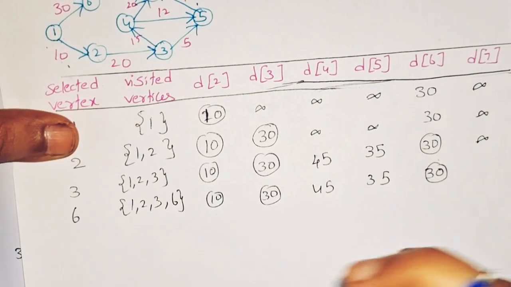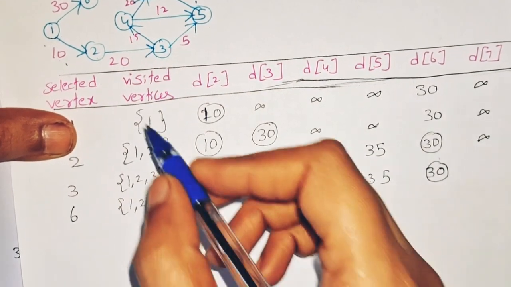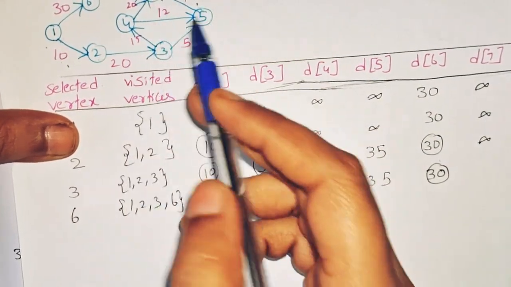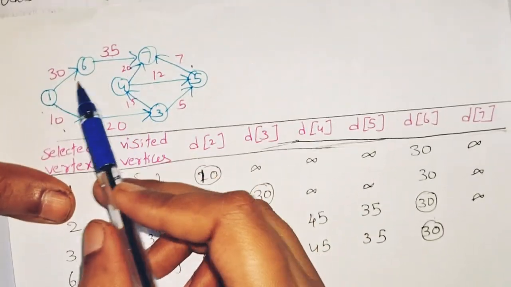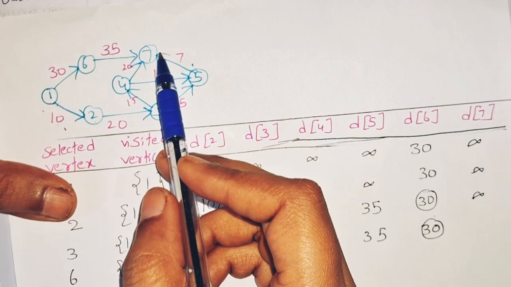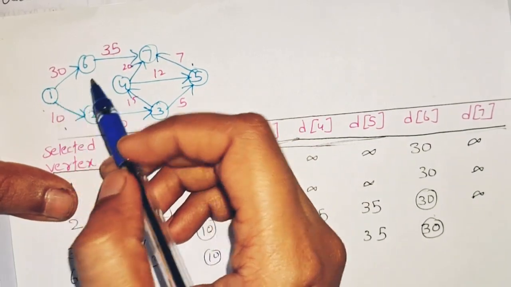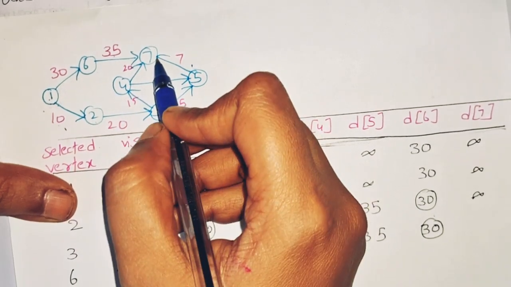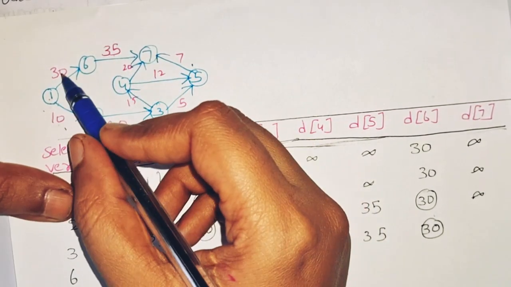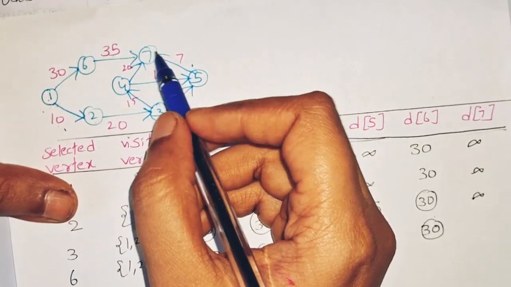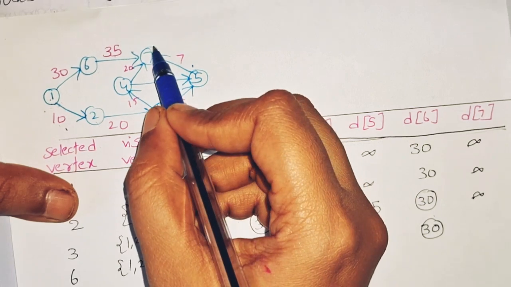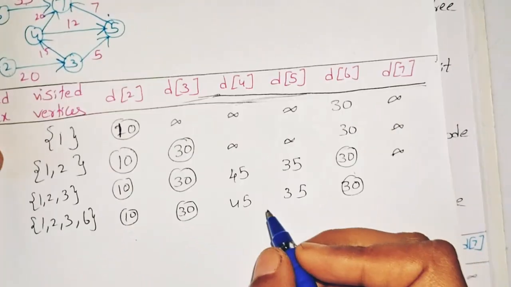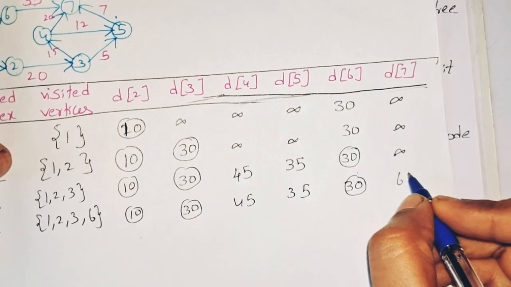What is the direct node from 6 to 7? The node connected to 6 is 7 only, right? So that is 35, 6 to 7, 35. So in order to travel from source to node 7, what is the cost? 30 plus 35. It was previously infinity, so now we will change it to 65. So here we are changing the infinity to 65.